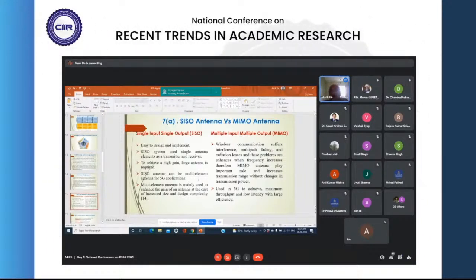Whereas in the MIMO antenna, wireless communication suffers interference, multipath fading, and radiation losses, and these problems are enhanced when frequency increases. Therefore, the MIMO antenna plays an important role and increases the transmission range without changing the transmission power. So this is a very important parameter for which we prefer the MIMO antenna in 5G antenna systems, used in 5G to achieve maximum throughput and low latency with high efficiency.